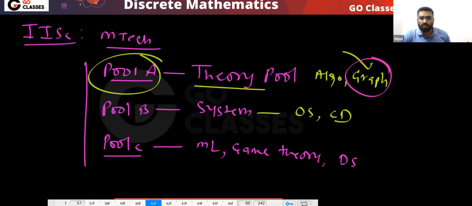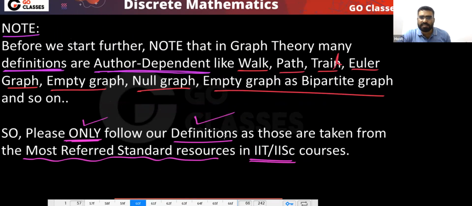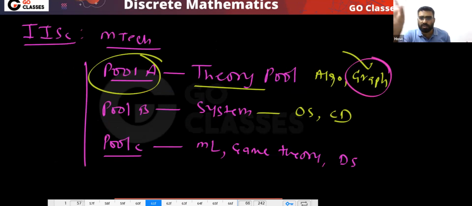Anyway, I just want to tell you that all the definitions I am taking are from IISc courses and NPTEL courses, so you don't have to worry about the definitions. Just follow our definitions and you will never have to worry about any question. Is this clear to everyone? Tell me, is this clear?